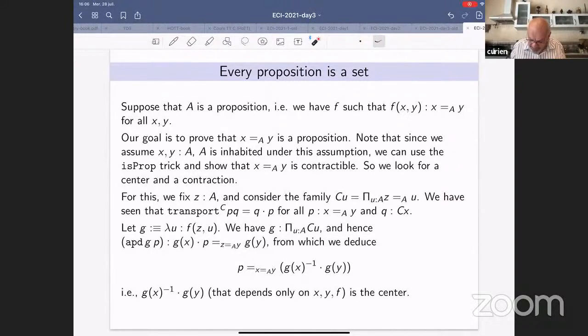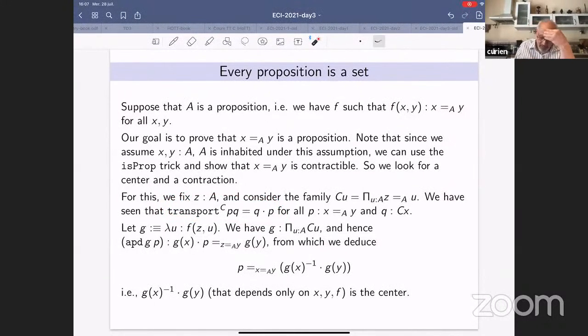And I'm considering now the family of types C(u), the type of z equals u. So it takes every element u to a proof that z is equal to u. So this is a family of types, and we have seen in earlier properties of transport that the transport relative to this family along a path P of a path Q is the concatenation of Q and P. So it type checks and it works. So we will use this.